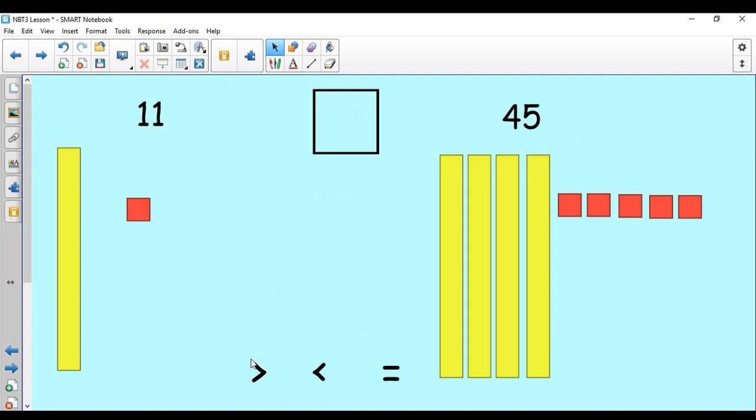I need to look at my symbols now. Well, which number is larger, 11 or 45? Well, if I'm struggling with that, I can just look at the number in the tens place. So I have a 1 and a 4. So 1 ten or 4 tens, well, 4 tens is larger. So again, we're going to have the alligator eat our larger number. So this phrase is 11 is less than 45. Say that with me. 11 is less than 45.